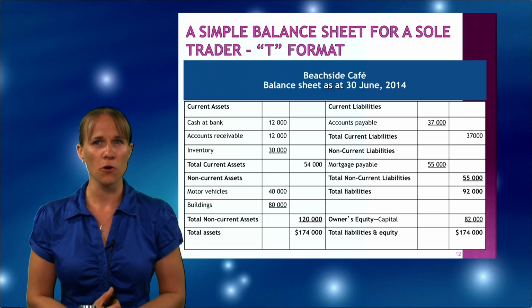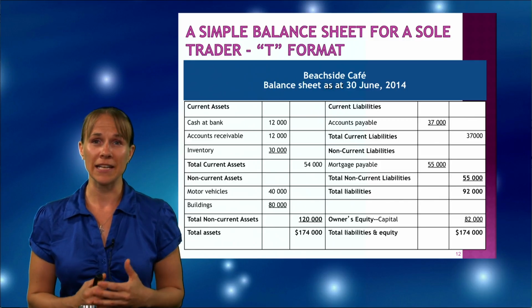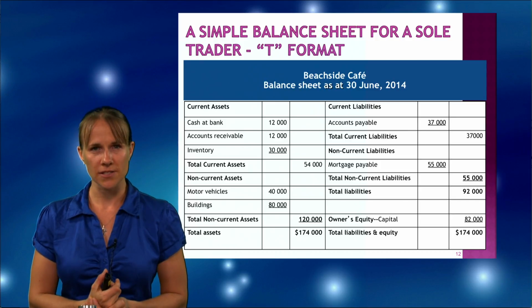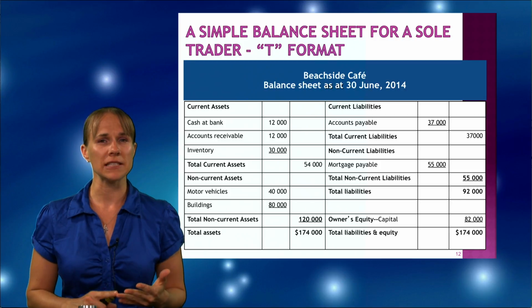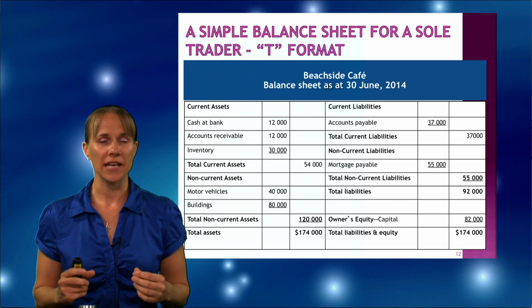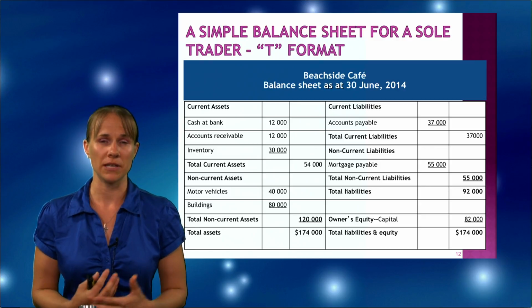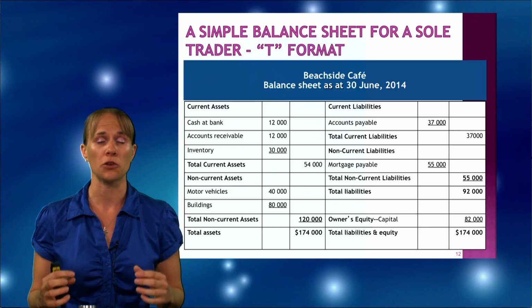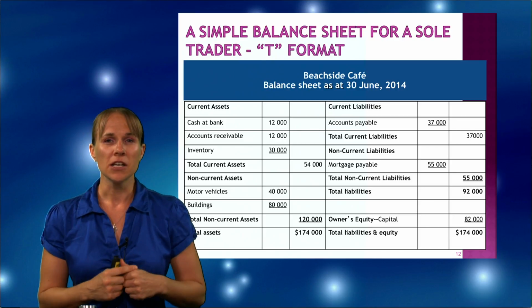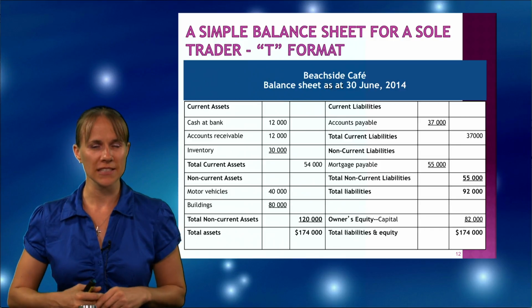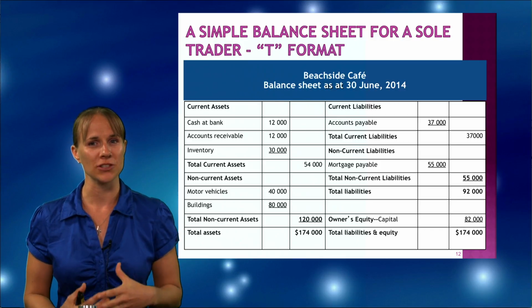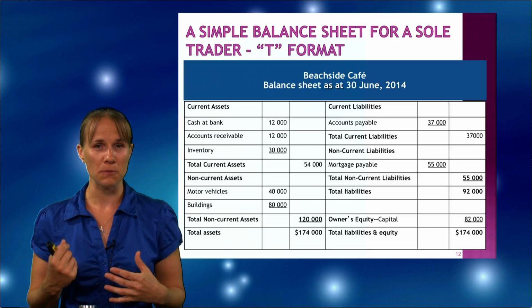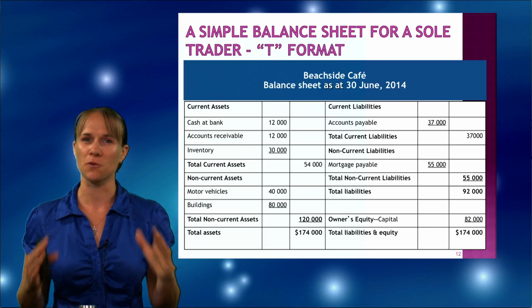Here you can see the T format. You've got your current assets and your non-current assets on the left-hand side, and on the right-hand side, current liabilities, non-current liabilities, and then equity. It looks similar to the balance sheets we've looked at previously in this course, but here we've got that extra level of detail where we've brought in current and non-current as well. Also note, total assets of $174,000 is equal to total liabilities and equity of $174,000. So the accounting equation is represented in this balance sheet, and it's standing true, which is what we always want to see.